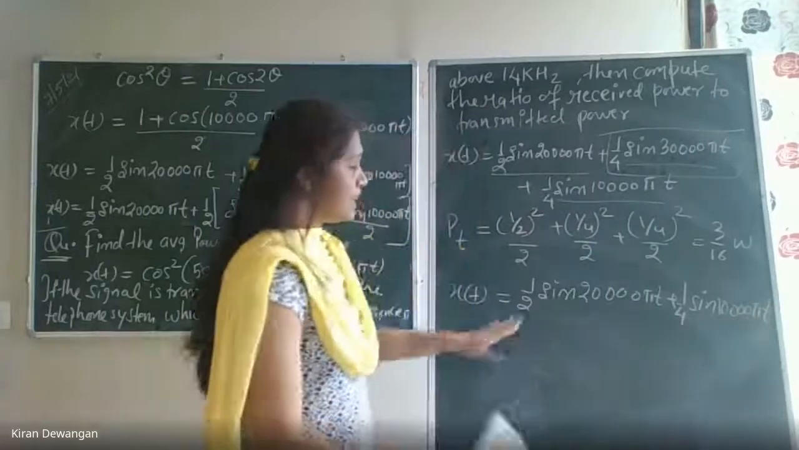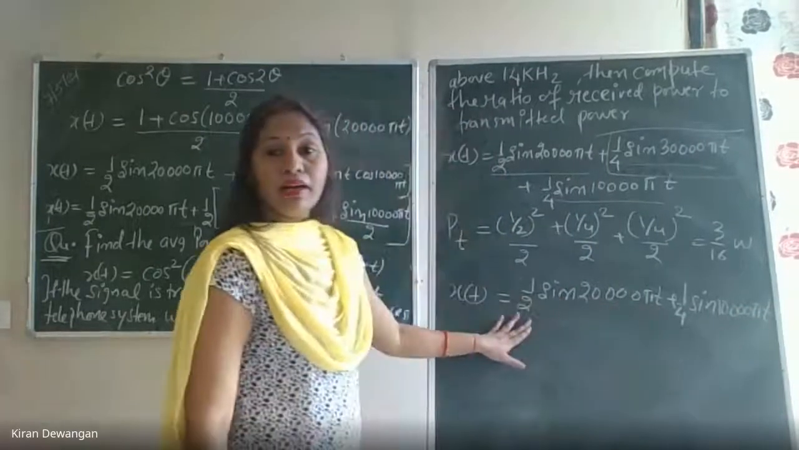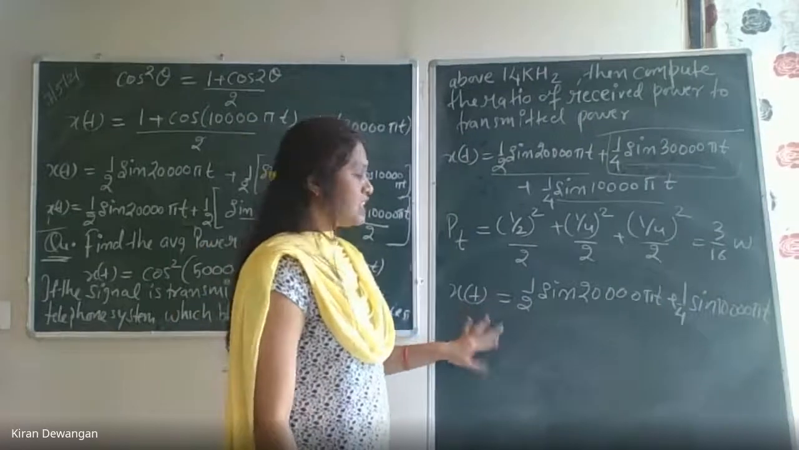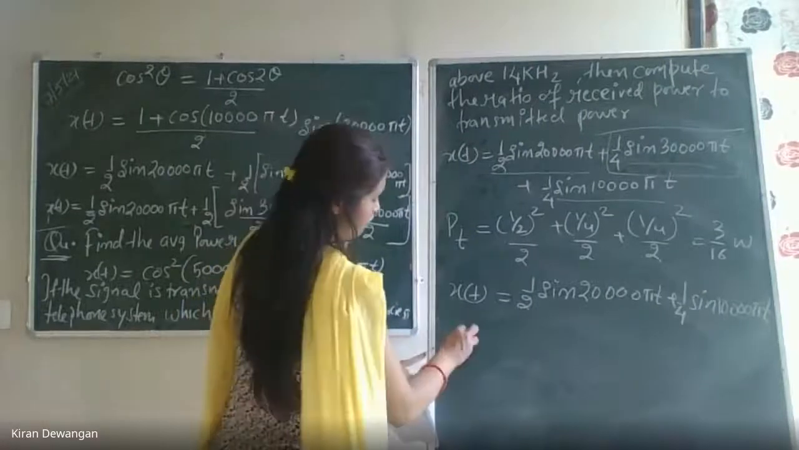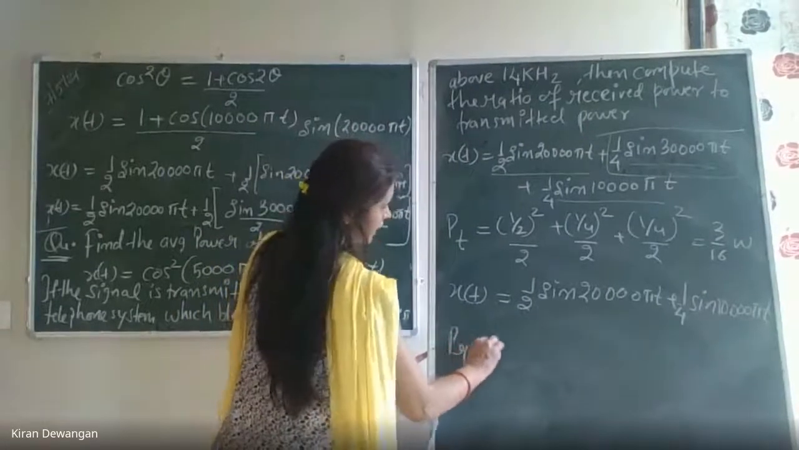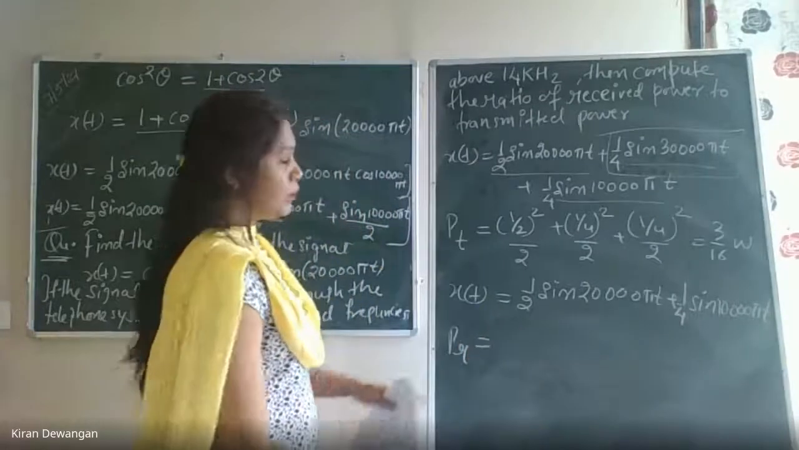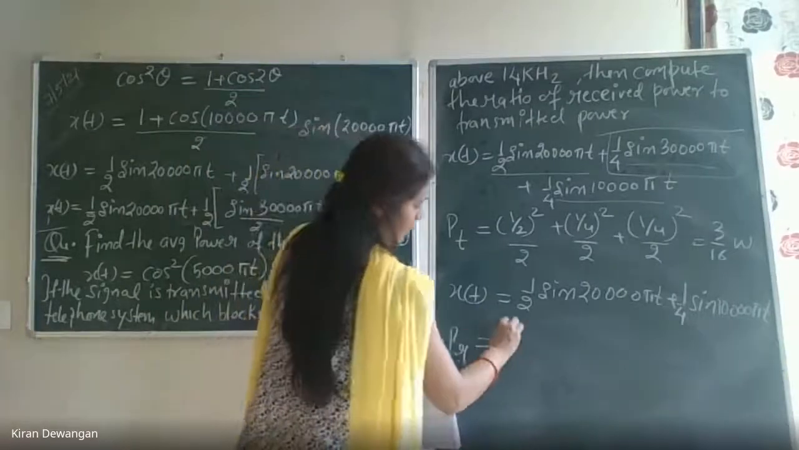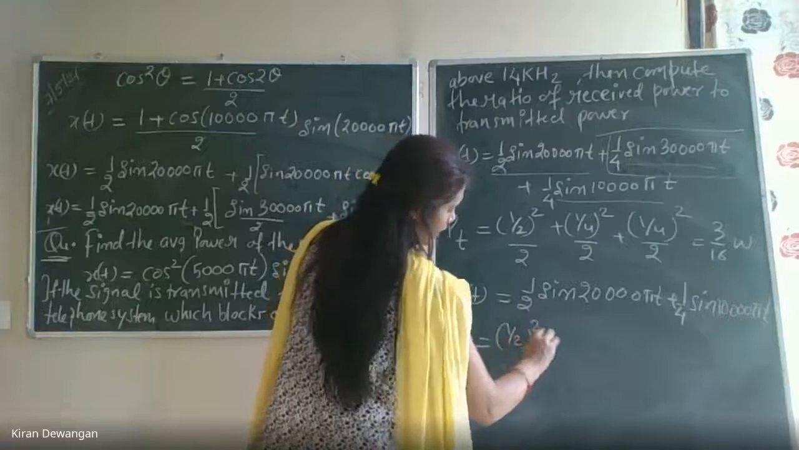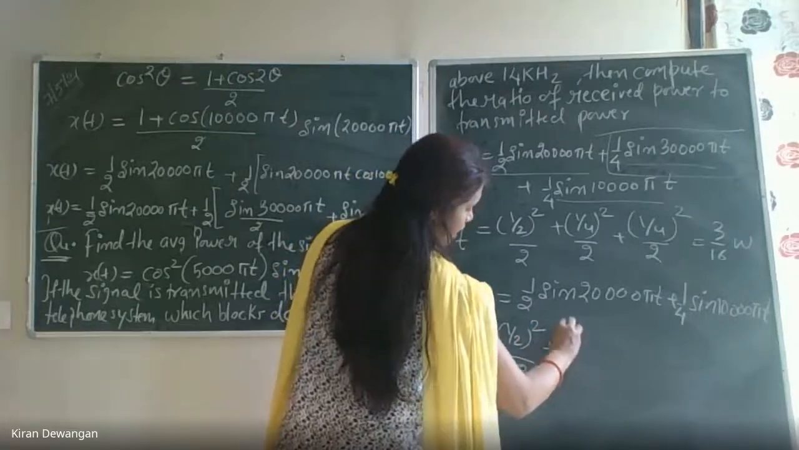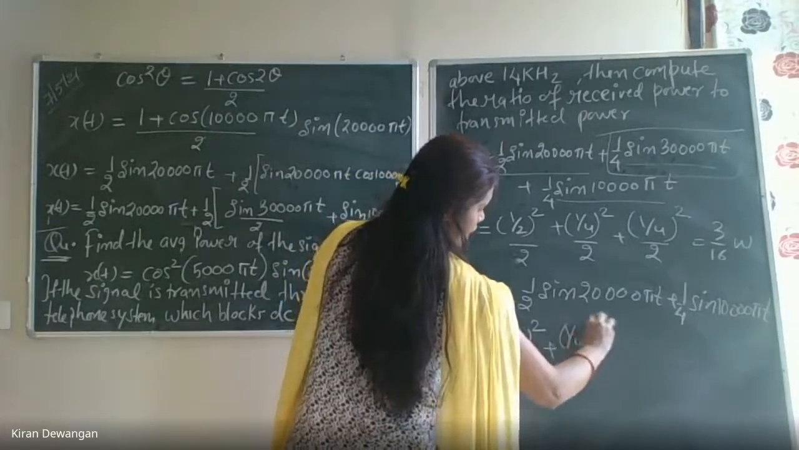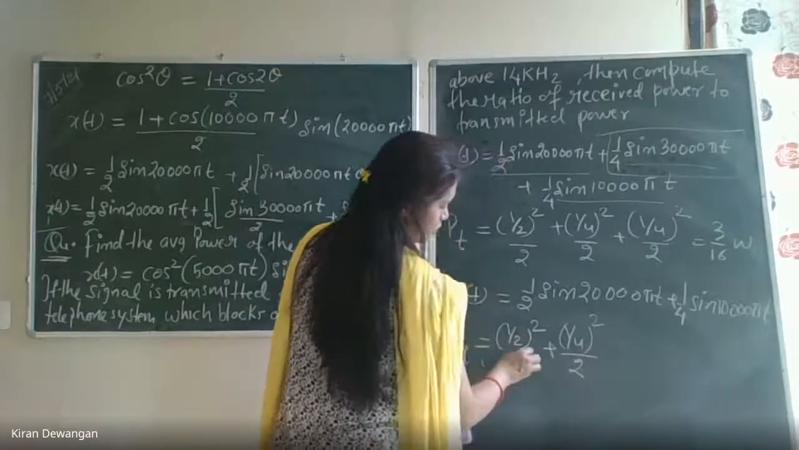ठीक है, only these two terms will be there when it is received. Now what is the power of this one? That is power received. ये कितना आएगा? What would be the power of this received signal? It will be (1/2)² by 2 plus (1/4)² by 2.